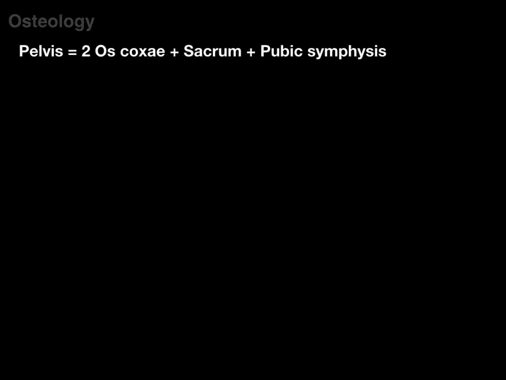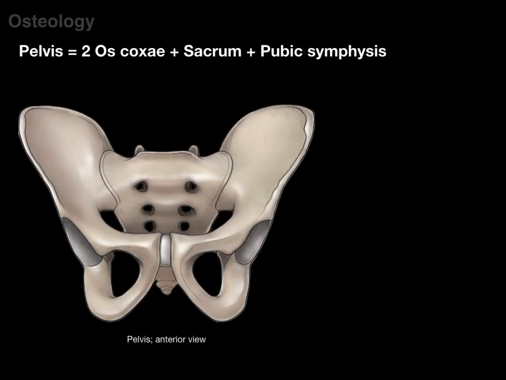So the pelvis is merely comprised of two os coxae plus the sacrum plus the pubic symphysis. So here's an anterior view of the pelvis. There's one os coxa, a second os coxa, so two together make two os coxae. Then there's our sacrum, and there's our pubic symphysis. So one os coxa is the pelvic bone.